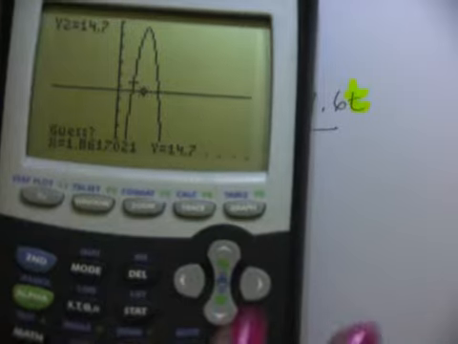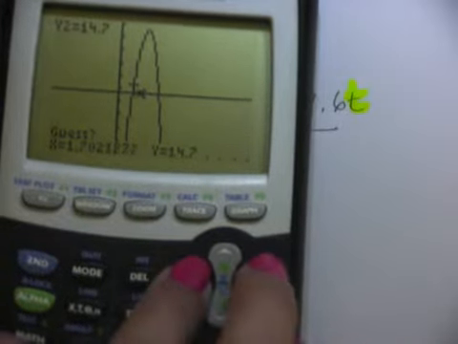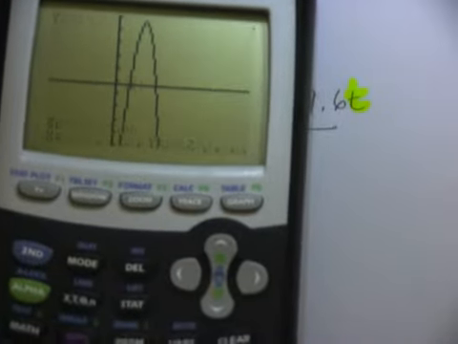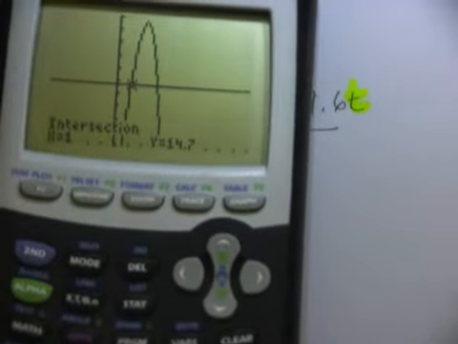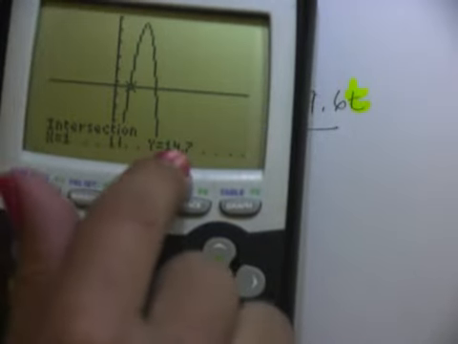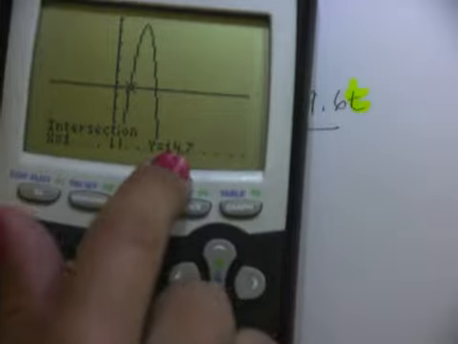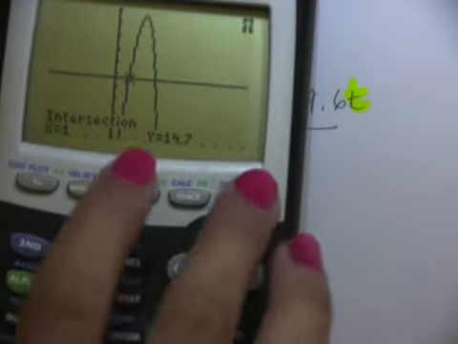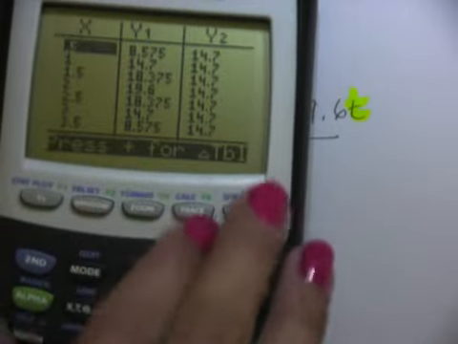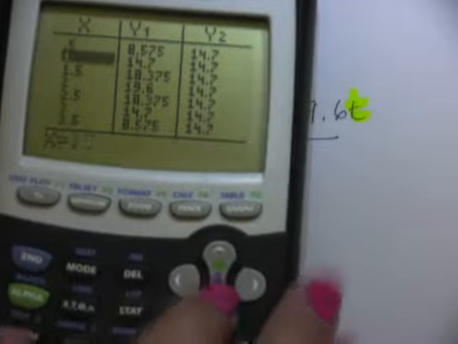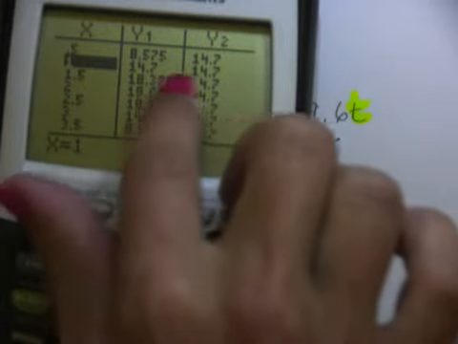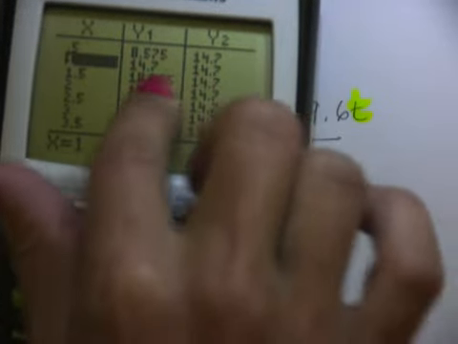Then it says guess. So move the little guy close to the point that you're looking for. I'm going to find this first intersection point. Press enter, and there, sure enough, it says that when x is 1, both graphs are at 14.7. Furthermore, if I go to my table, and I go down to 1, both my parabola and of course my horizontal line both have the same output value.